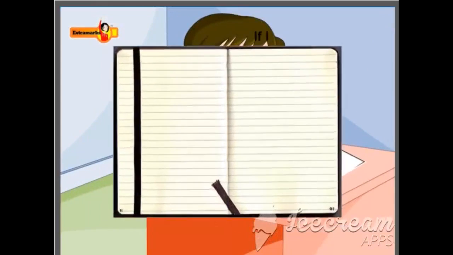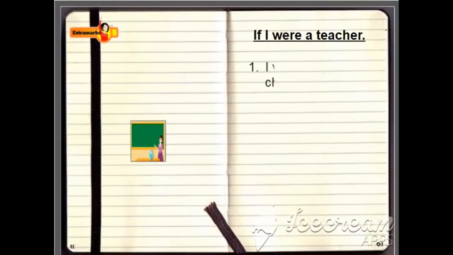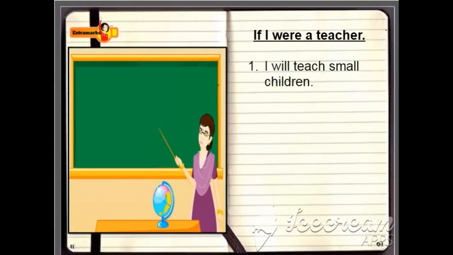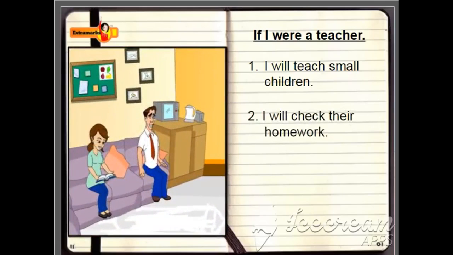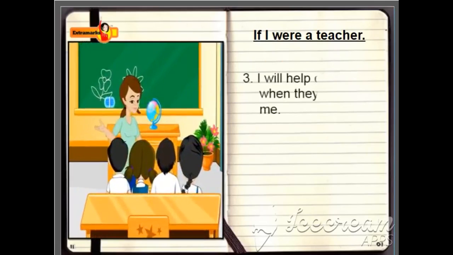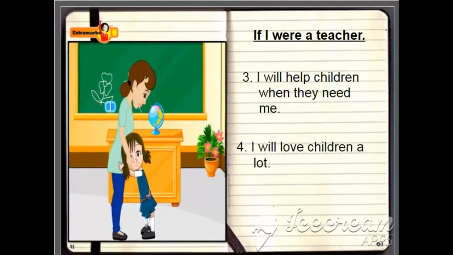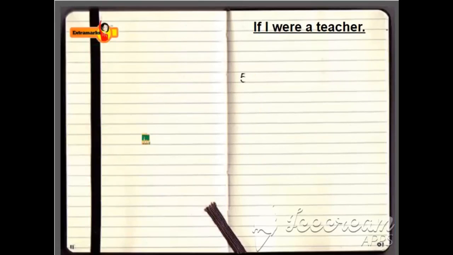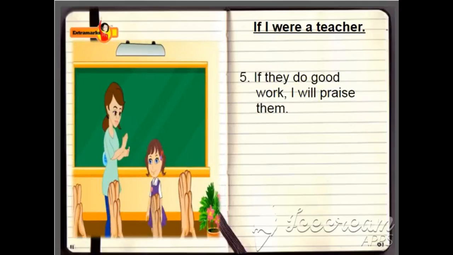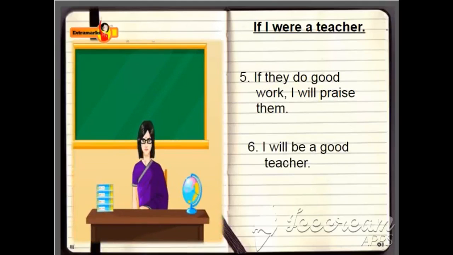If I were a teacher, first of all, I will teach small children. Secondly, I will check their homework. I will help children when they need me. I will love children a lot. And if they do good work, I will praise them. Overall, I will be a good teacher.